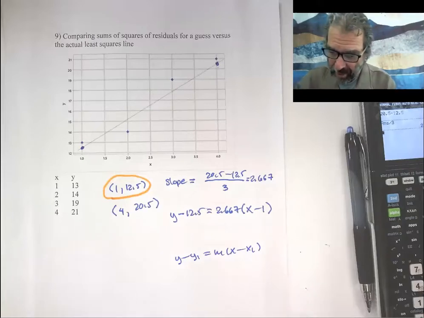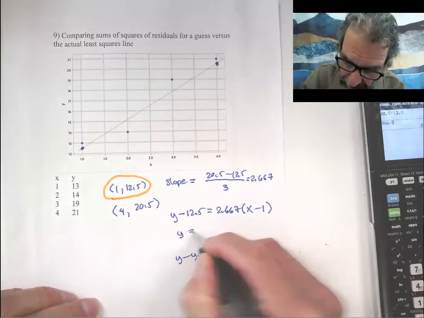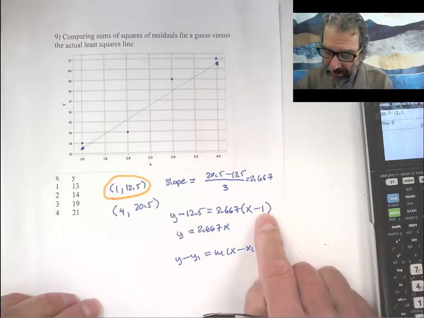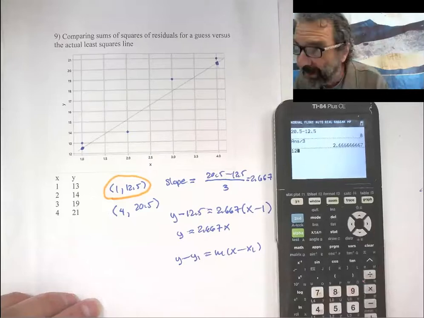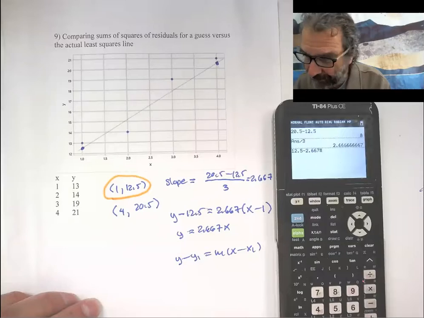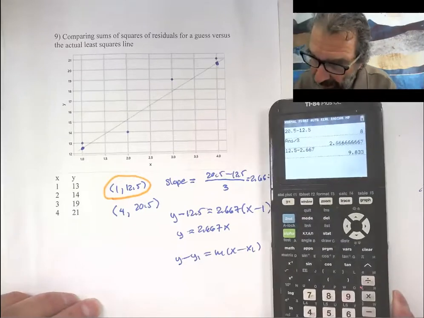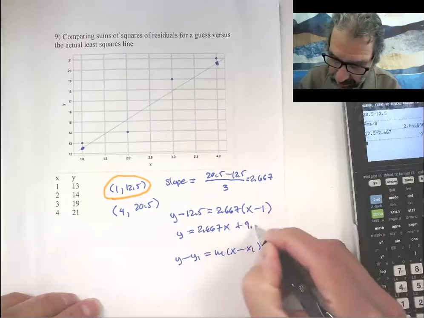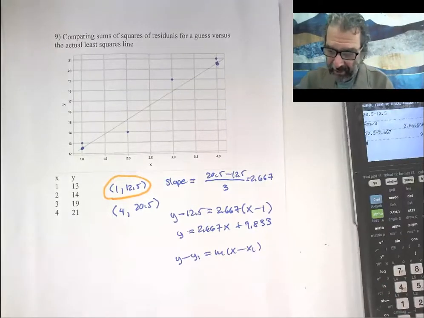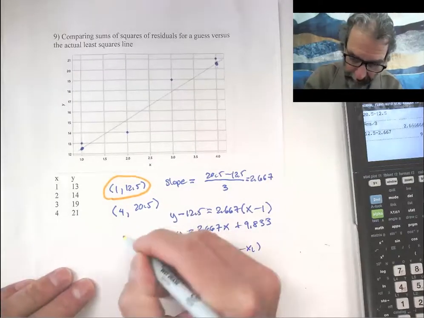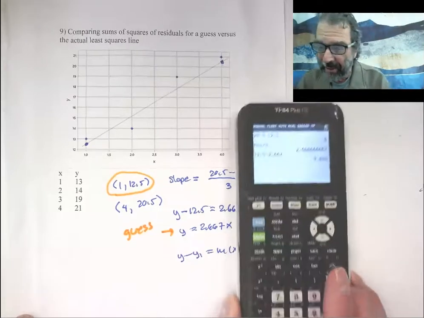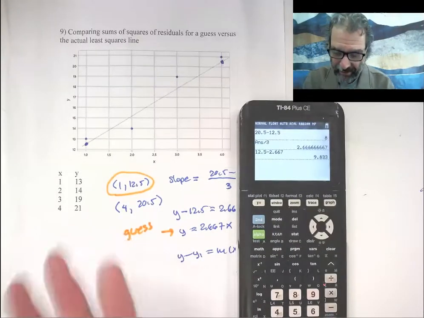And then we'll solve that for y. So y equals 2.667 times x, minus 2.667, plus 12.5. So I take 12.5, subtract off 2.667, and round it a little bit: 9.833. So y equals 2.667x plus 9.833. That's the guess. And then we'll go into the calculator and find the real regression line that's supposed to do a better job. I think I did a pretty good job though, even with my guess.